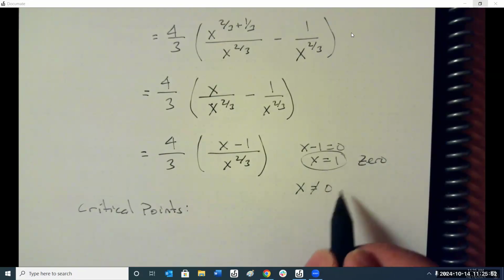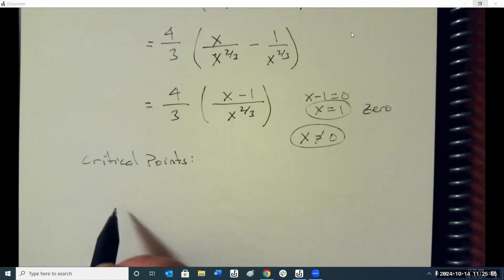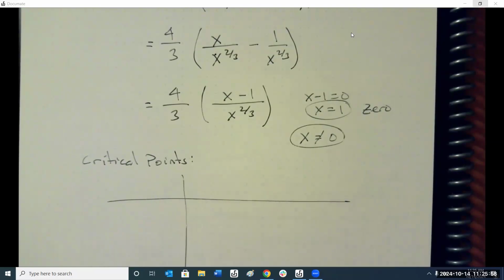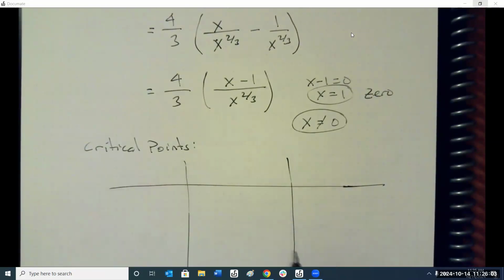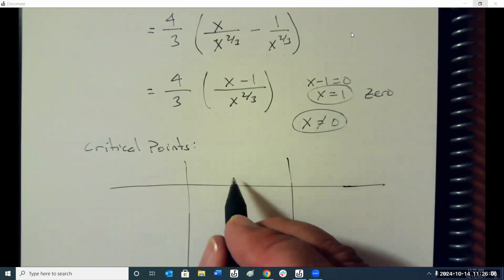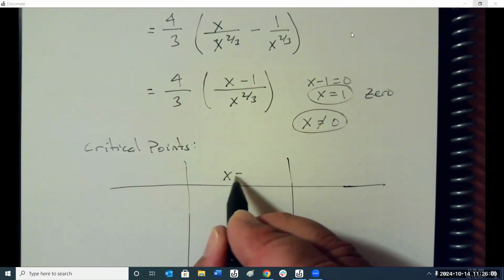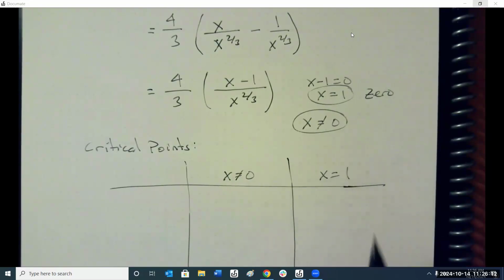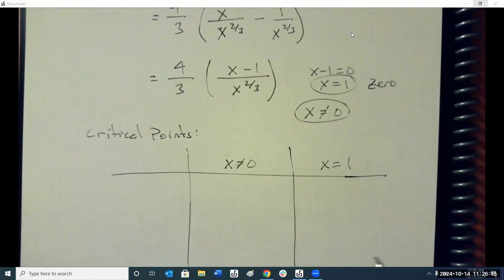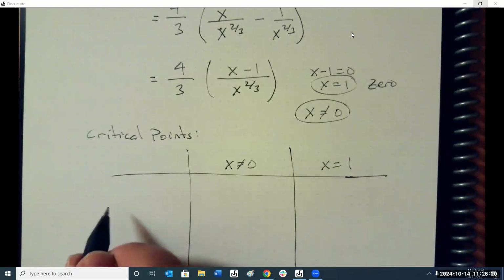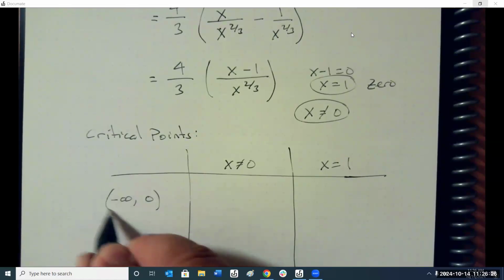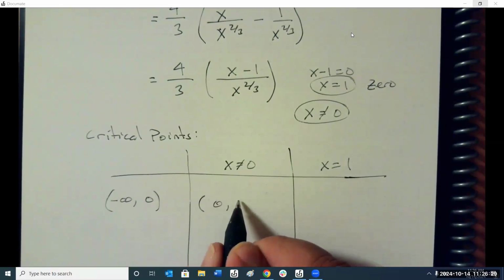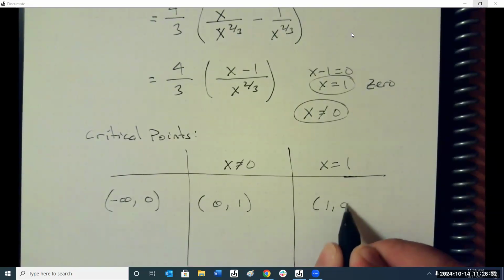Let's look at both of these conditions, because if we look at our critical points, the first one we have is x cannot equal 0, and x equals 1. So it cannot be 0 because it's an asymptote, and 1. So what intervals do we have here? We have from negative infinity to 0, from 0 to 1, and then from 1 to infinity.